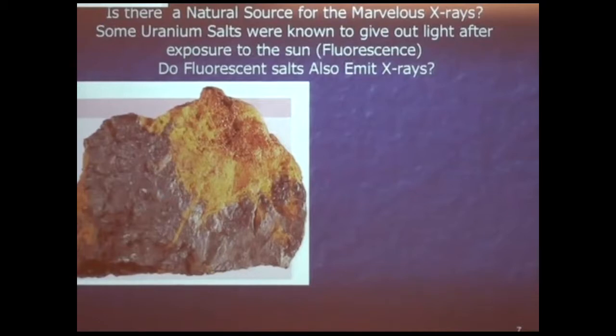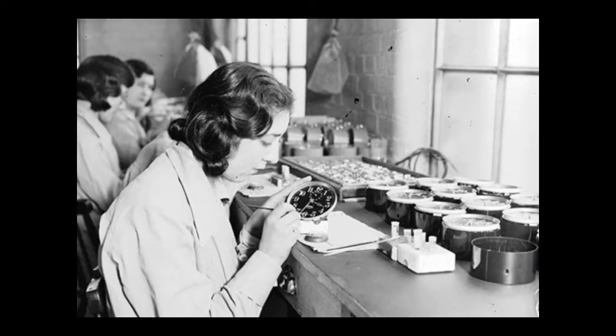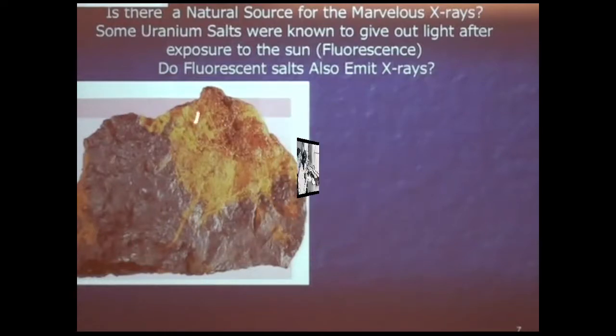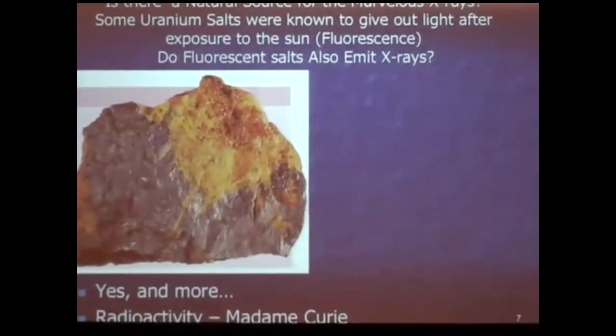In fact, in the old days, when they made your wristwatches, they would paint the numbers with a little bit of uranium or something, so that they would shine in the dark. But anyway, people tried to find out whether there is some substance which may naturally emit X-rays. It turns out that there were lots of substances that emit X-rays. And this was the discovery of what we call radioactivity.